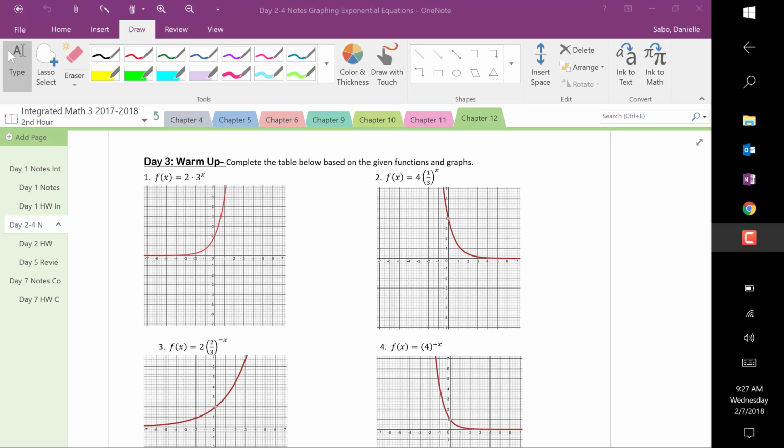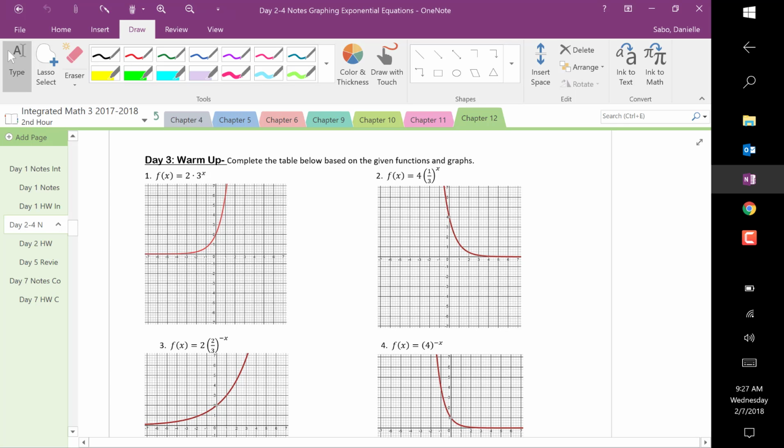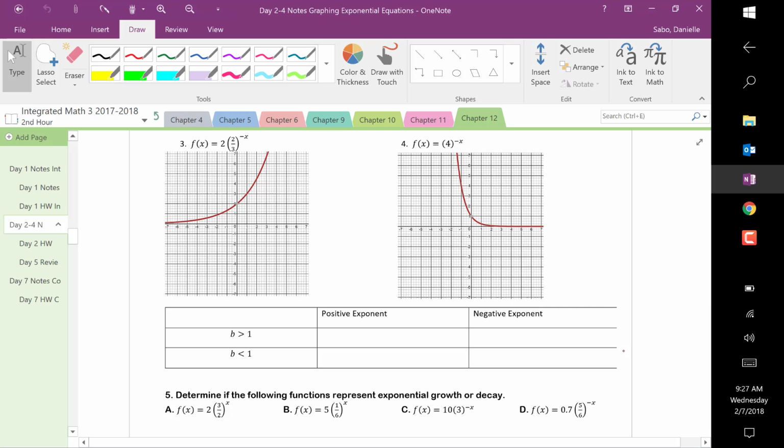Based off the graphs, all we're looking for is: is it growth or decay? So all we're looking for in these answers down below is growth or decay. Don't write that down. I'm just telling you what you need to be writing in those blanks. Now, again, I'll do the first one with you just so that you understand what the table is asking.